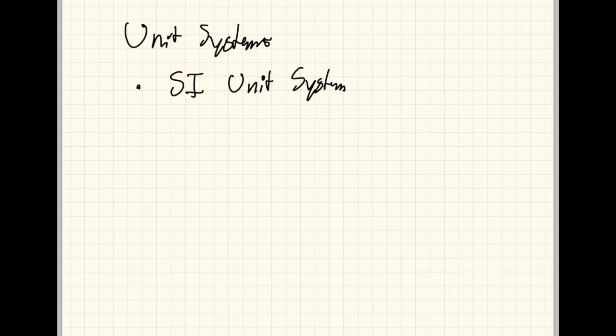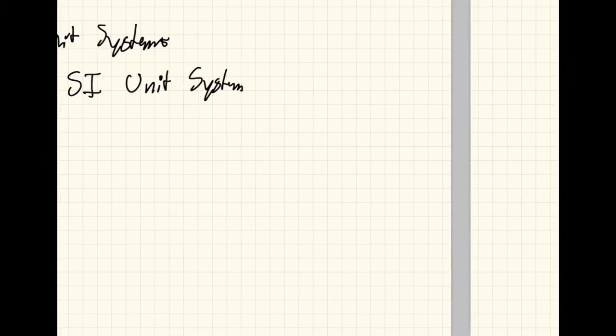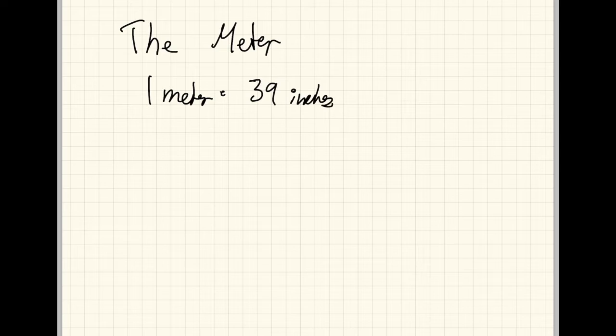So what are they? Let's start with the meter. 1 meter is about 39 inches. A typical person is between 1.5 and 2 meters, and your physics textbook is about 0.3 meters. The meter is abbreviated with the lowercase letter m.